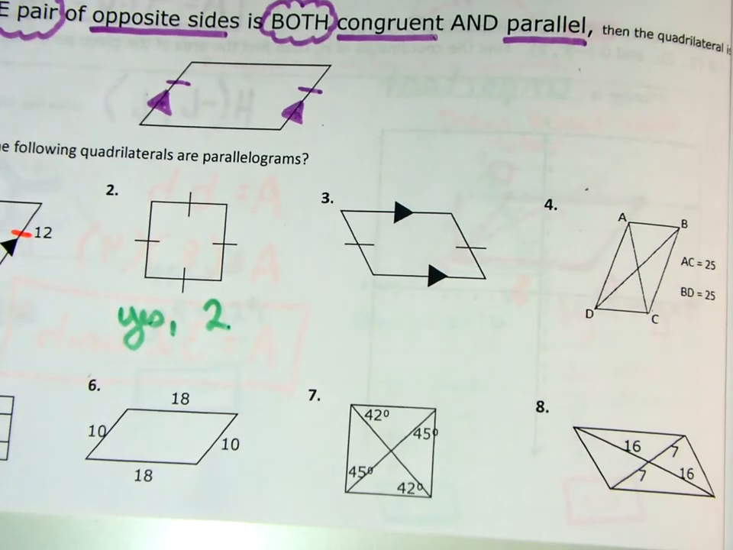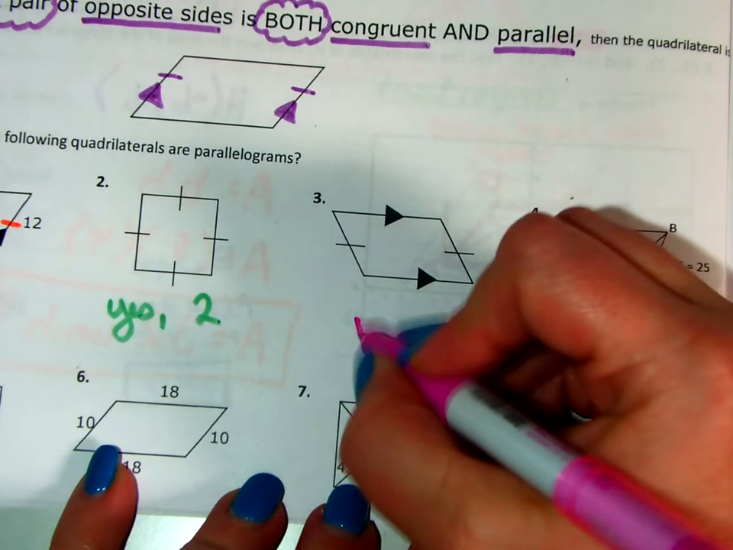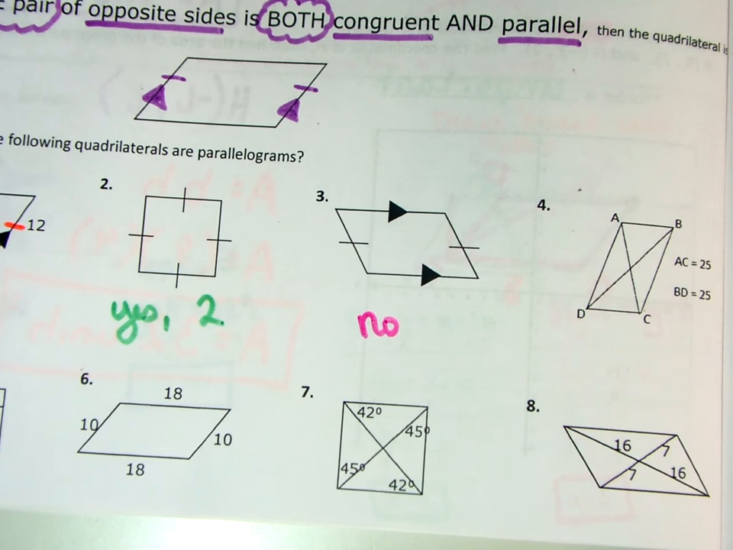What about number 3? Yes or no? No. I have a set that's congruent and I have a set that's parallel, so it's tempting to go with number 5. But because it's not the same set that's parallel and congruent, it's the sides that are congruent and then the top and bottom are parallel. So that's going to be a no.